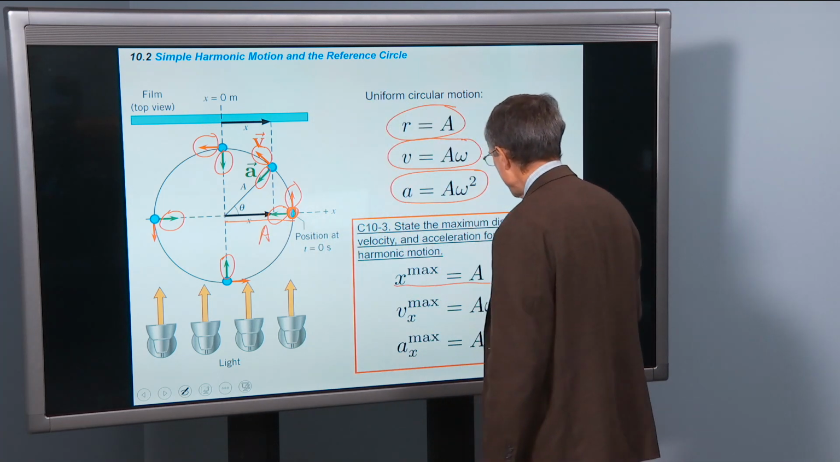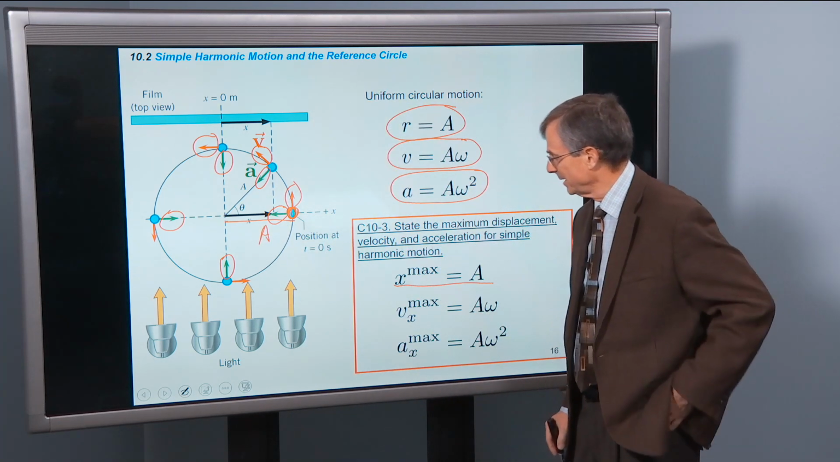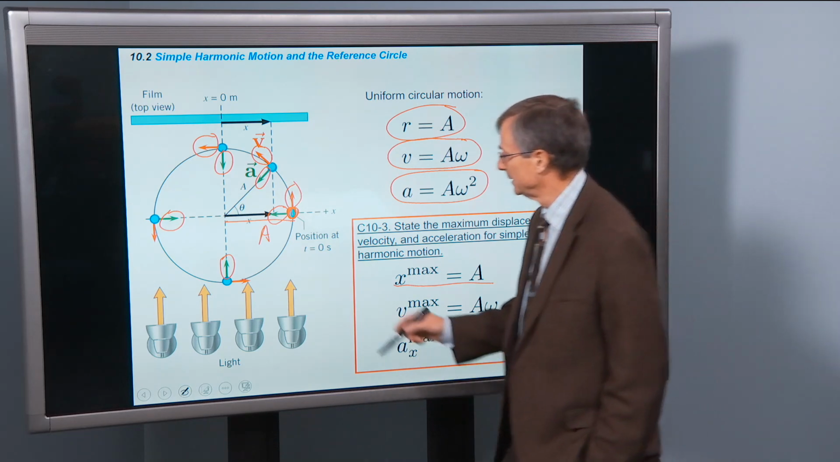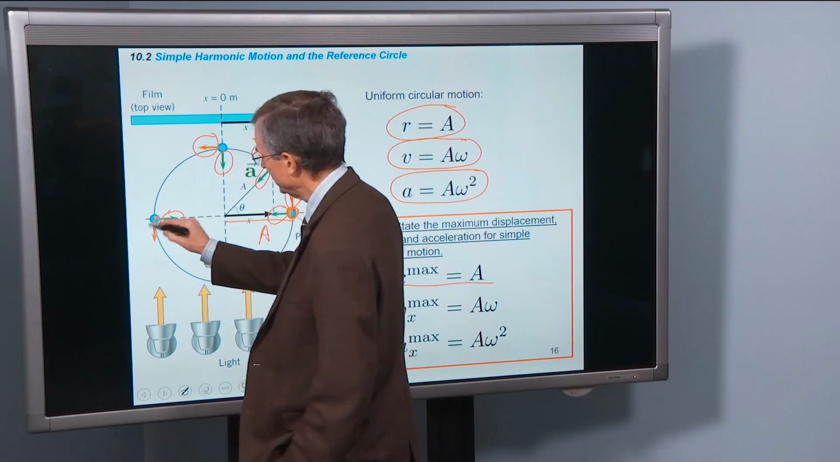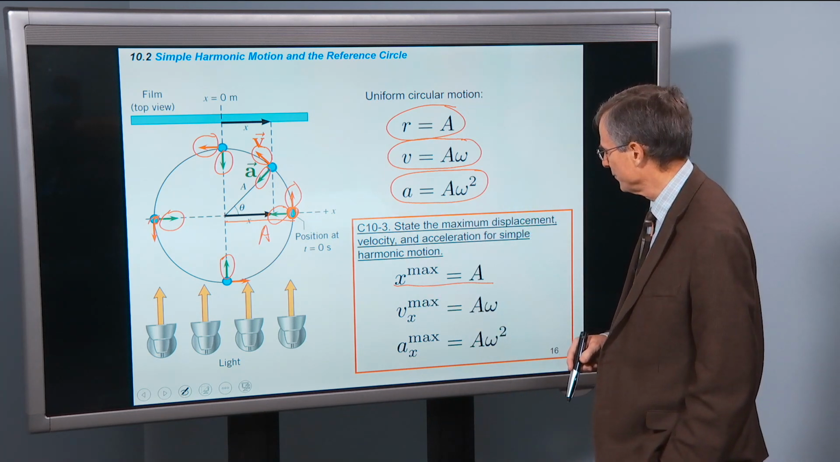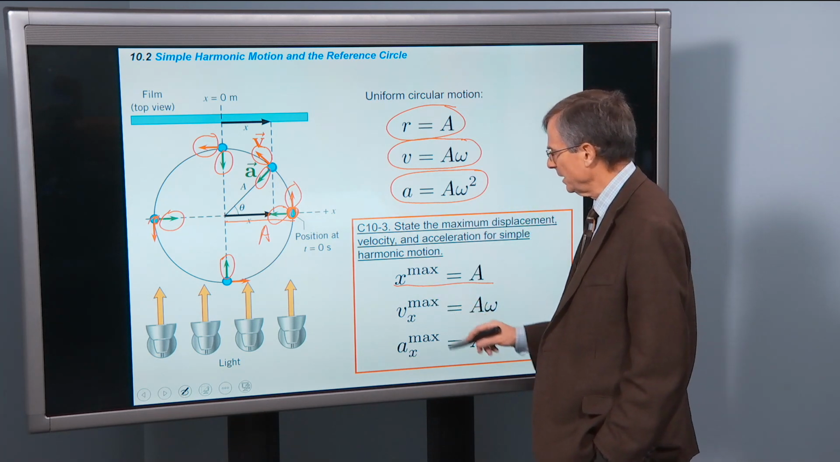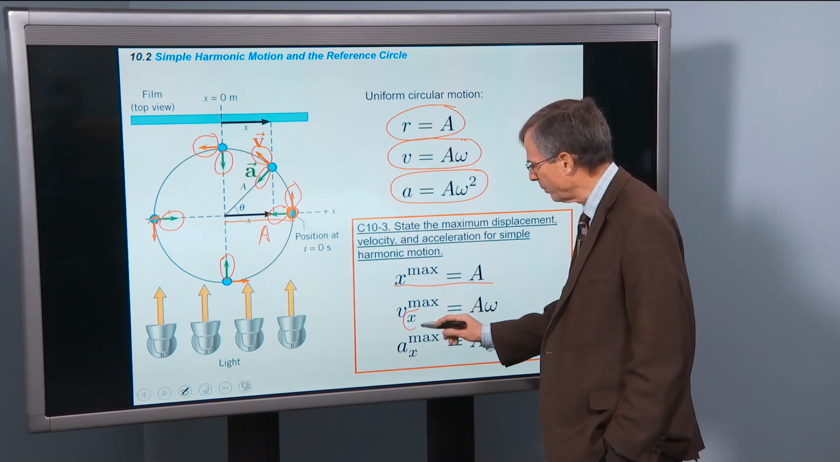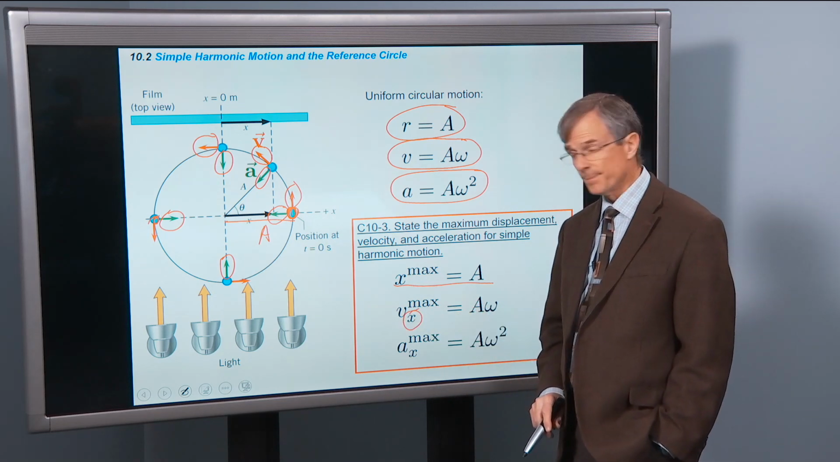So x max is going to be a. X min would be over here, and x would be minus a. Well, we're just concerned about the maximum right now. What about the velocity? The x component of the velocity.